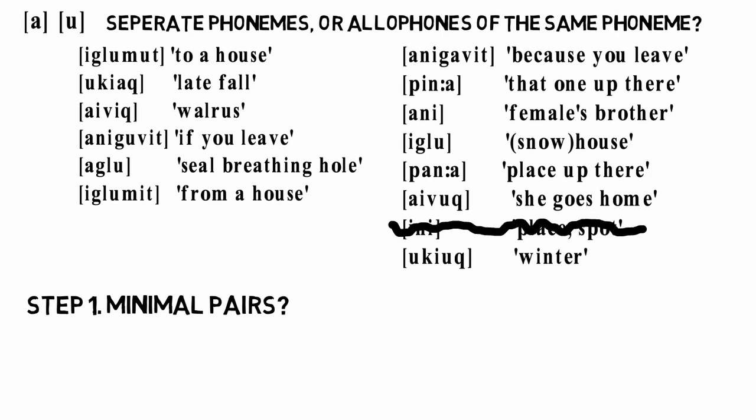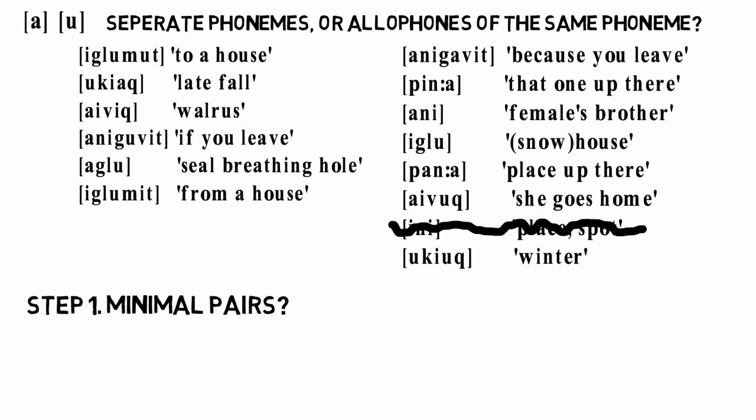Because we are only focusing on a and u, let's go through and take out any word that doesn't have either of these sounds. So, when we've done that, we've actually only managed to get rid of one word, but that's better than nothing. The next step to look at is, are there any minimal pairs between a and u?